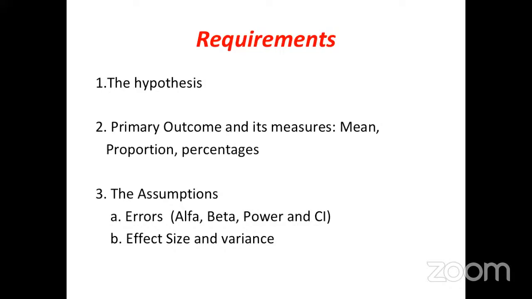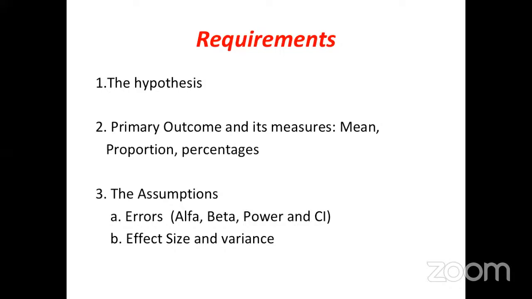So alpha and beta error, and power is the opposite of beta error. So if you are using beta error of 20%, the power will be 80%. Conversely, if you mention a power of 90%, that means your beta error is 10%. So that's how it is. So this is about errors. And the next important thing is the effect size and the variance. Now, what do you mean by effect size and variance?